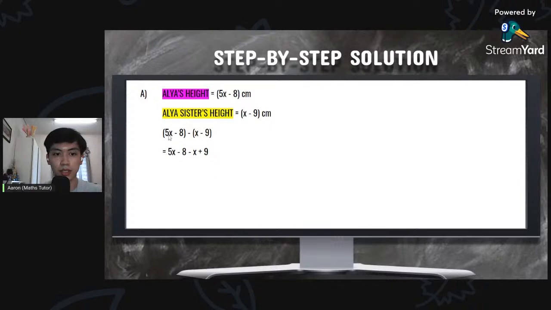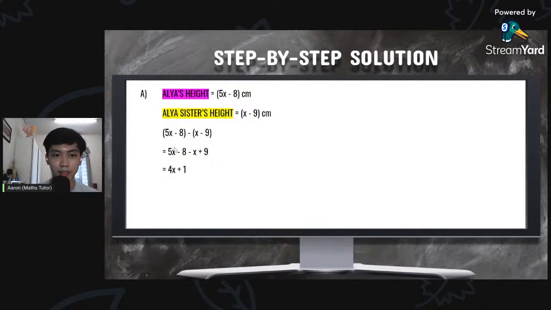So then we will get 5x minus 8, minus x plus 9, because of this minus multiplied with positive, then we get negative. Negative, positive, negative; negative, negative, you get positive. All right, so this is how we solve.